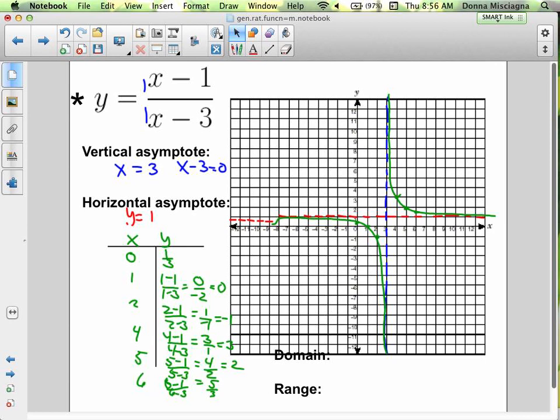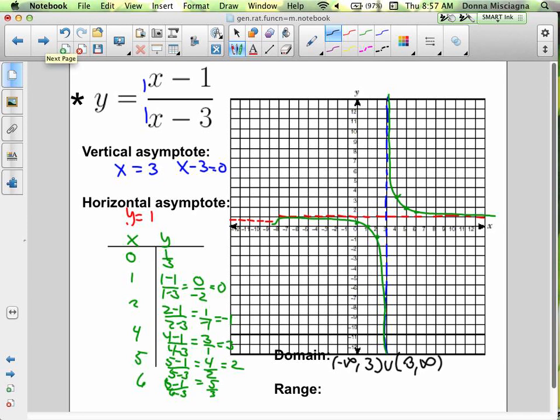And then domain, purple 1. Negative infinity to 3, 3 to positive infinity. Ooh, that looks like a B. And then how about the range? Purple 2. The range is negative infinity to 1. Yep. And 1 to infinity. There we go. And let's just do the end behavior.